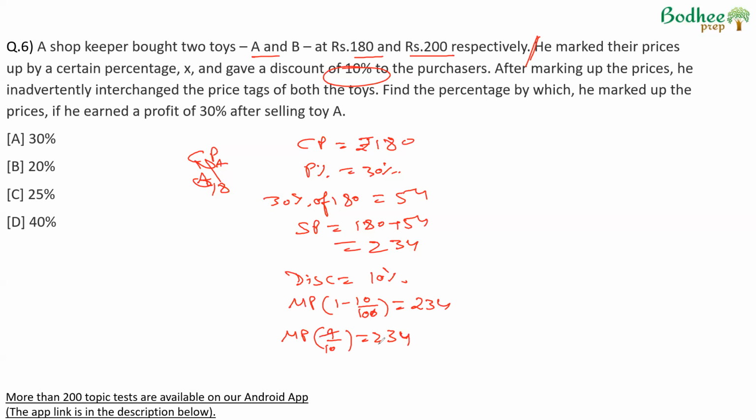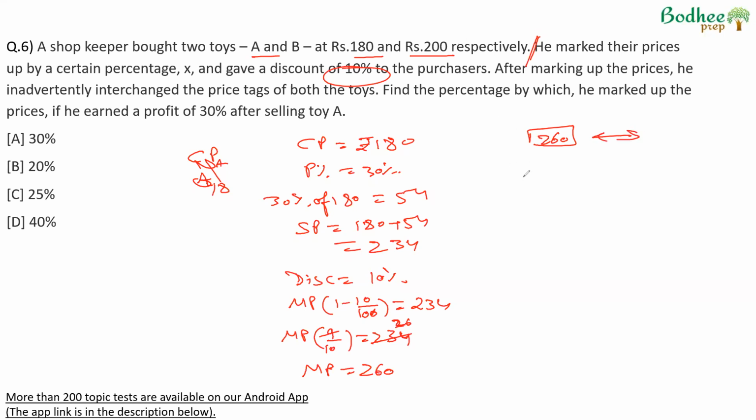Dividing 234 by 9: 9 twos are 18, 260. So the marked price should be 260. Now on A, the sticker that was there was 260. On this, a 10% discount was given, it was sold for 234, and therefore the profit gained was 30%. But this 260 was actually the marked price for B because the tags got interchanged.